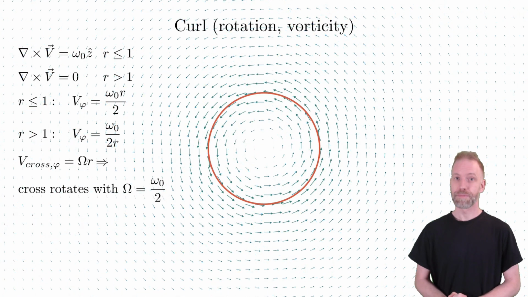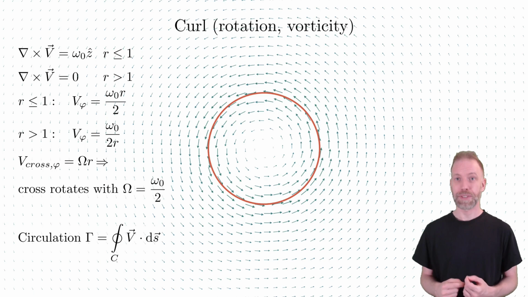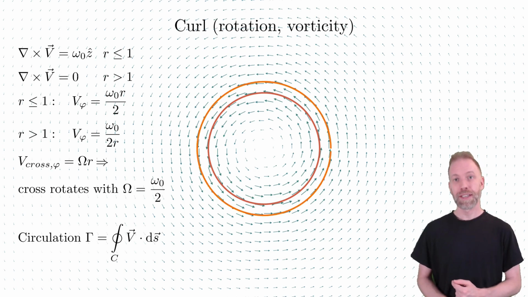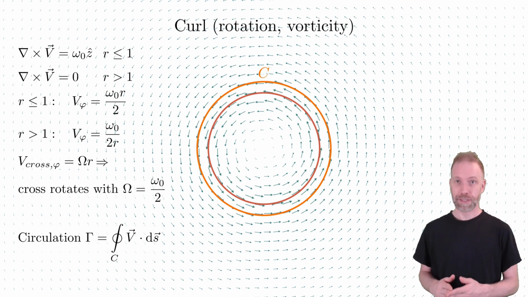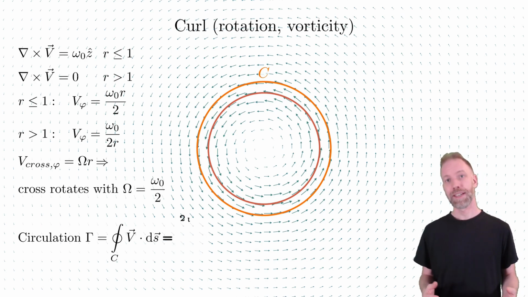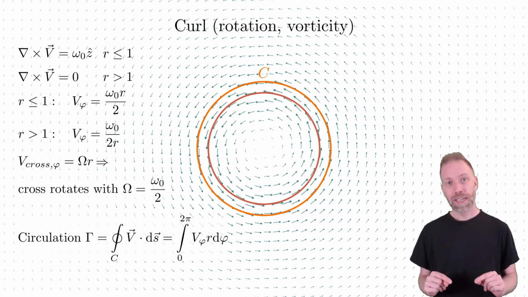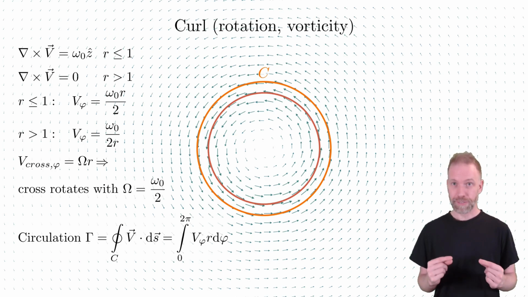I also want to introduce the concept of circulation here. This part requires that you know about line integrals to follow. Define a closed curve somewhere in the flow. Here we have made the curve a circle with a radius larger than 1. The circulation is what we get when we calculate the line integral of the velocity around this curve. In our case, the flow velocity is parallel to the curve, and the line element ds is r d phi in polar coordinates.